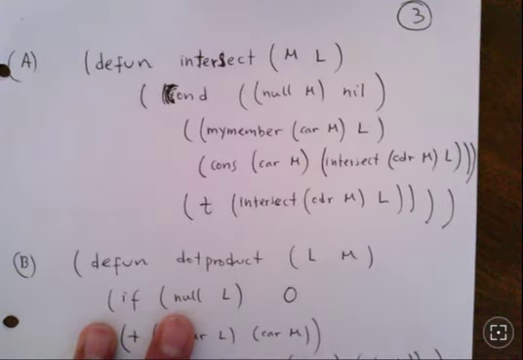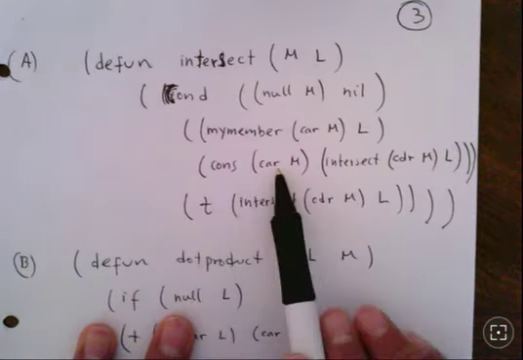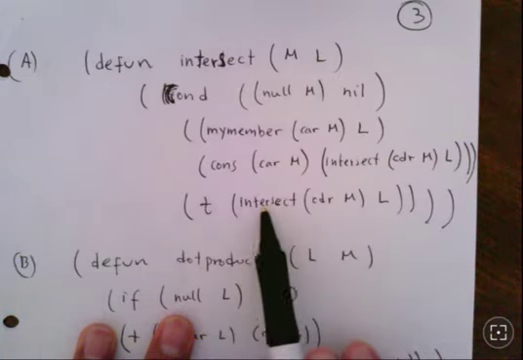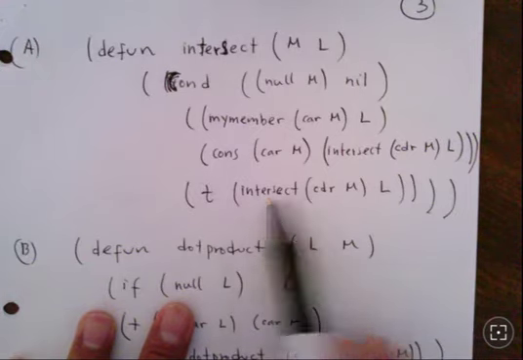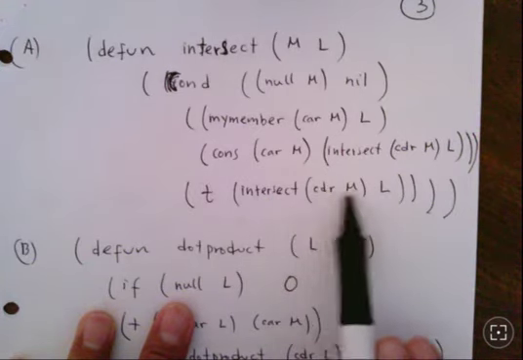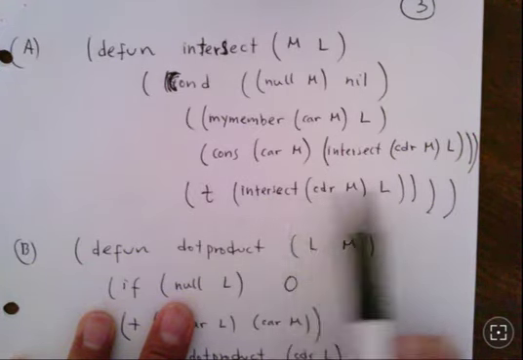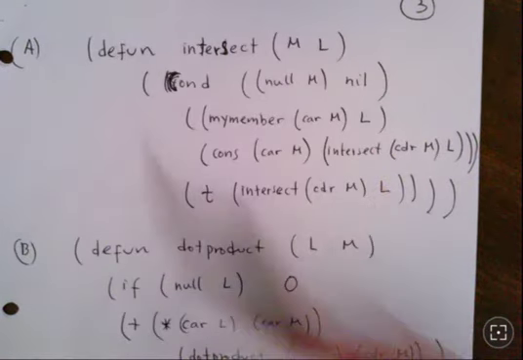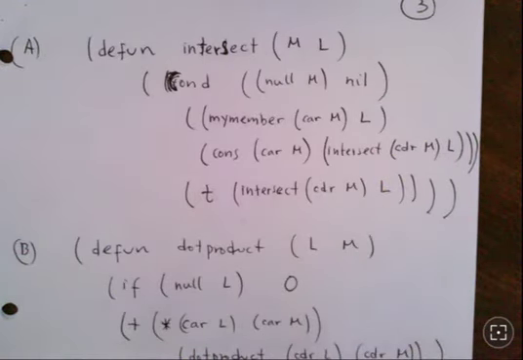So we're using recursion again. Otherwise, we ignore the first element of M, which is car M, and we continue looking for common elements with the CDR, which is the rest of M, and then from this we construct the intersection, and that's it. That's the definition of intersect.